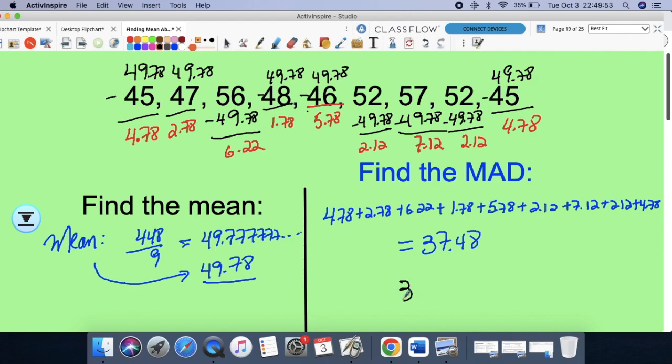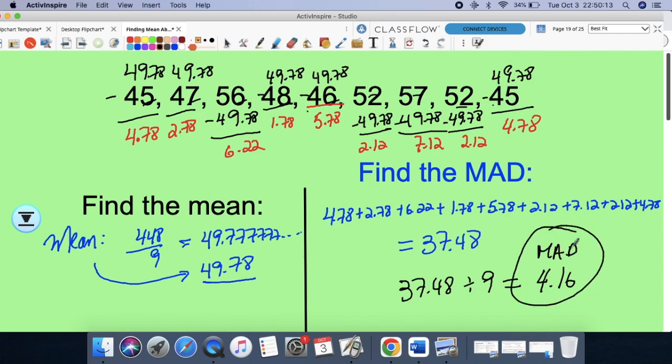We're going to take 37.48 and divide that by 9. So the MAD is going to be about 4.16. That's our MAD. Okay, the MAD is small, which means our numbers are together, right? They're very together here.